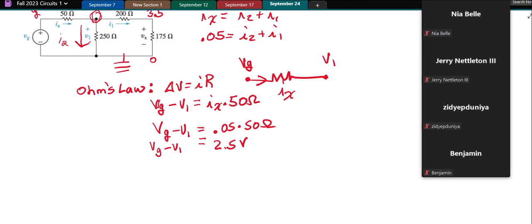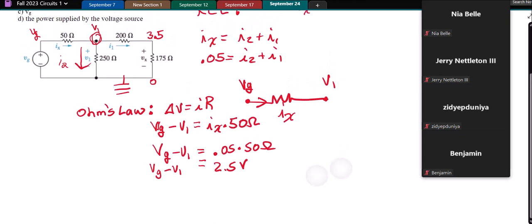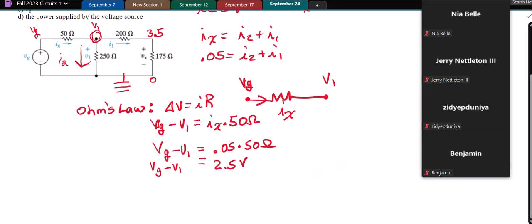All right. So now let's see what else we can find. So now we know the voltage change across. We know what VG minus V1 is. Now let's use some KVL.